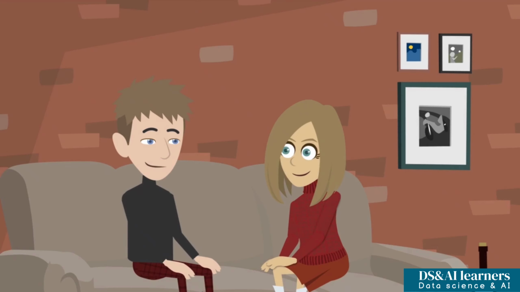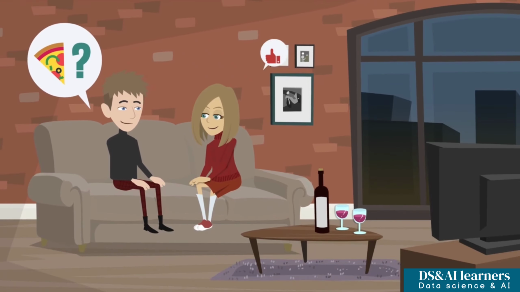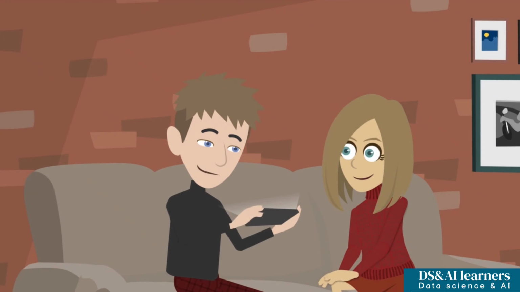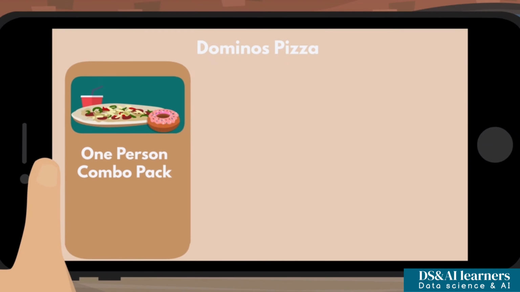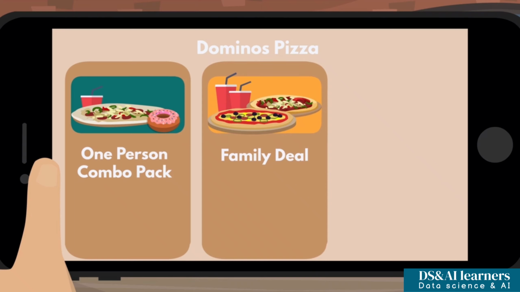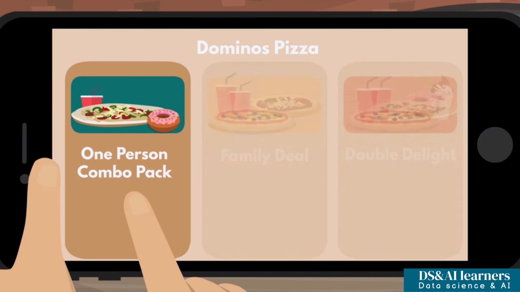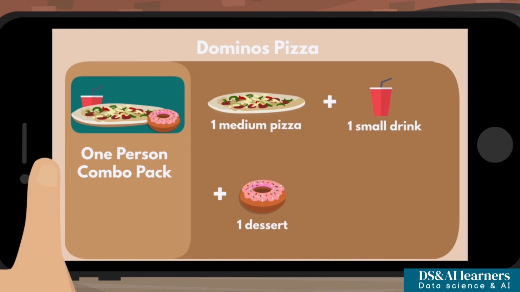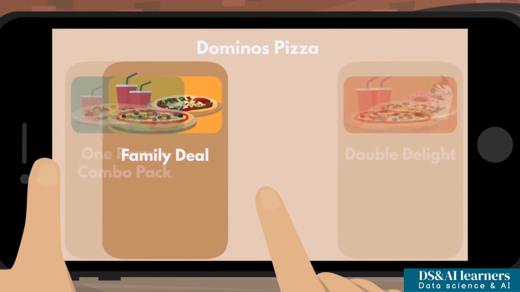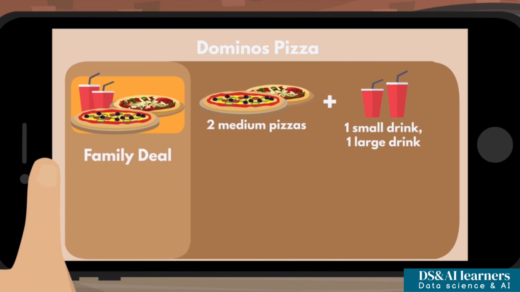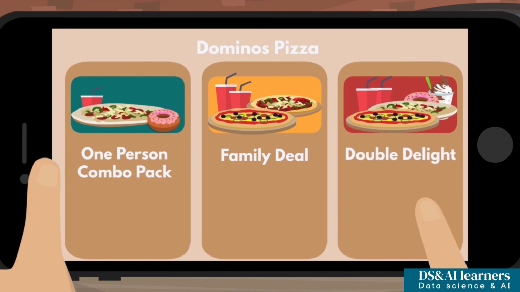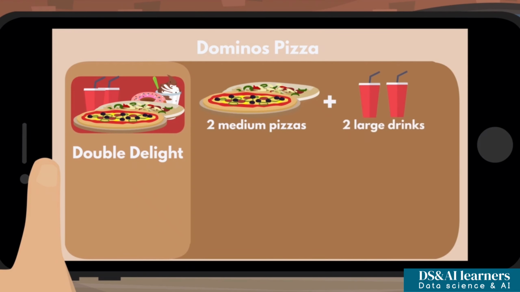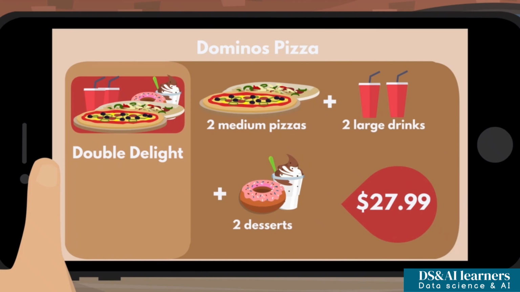So you and your friend, let's call her Amy, want to get some Domino's pizza for your night in. You open the Domino's app on your phone and see that the store which delivers to your home offers several deals. A one-person combo pack, a family deal, and Double Delight. The first one consists of a medium pizza, a small drink, and a dessert for $15.99. The family deal includes 2 medium-sized pizzas, a small drink, a large drink, and 2 desserts for $25.99. Lastly, Double Delight also includes 2 pizzas, 2 drinks, and 2 desserts, and costs $27.99. The only difference being the 2 drinks are both large.